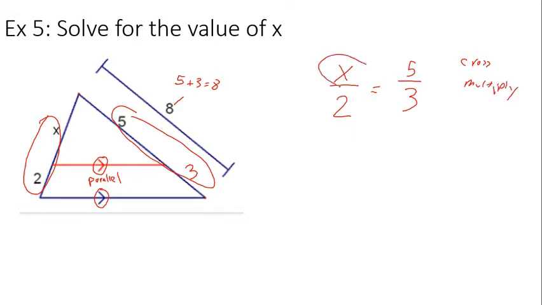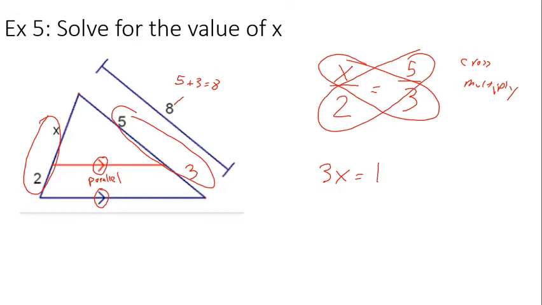And I just cross multiply again. So I take these two. X times 3 gives me 3x. And I take these two. 2 times 5 gives me 10. And I just divide by 3. So that means x equals 10 over 3.